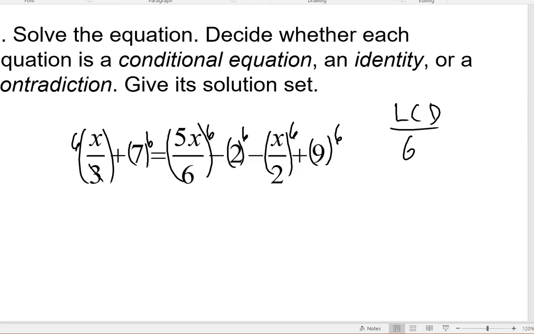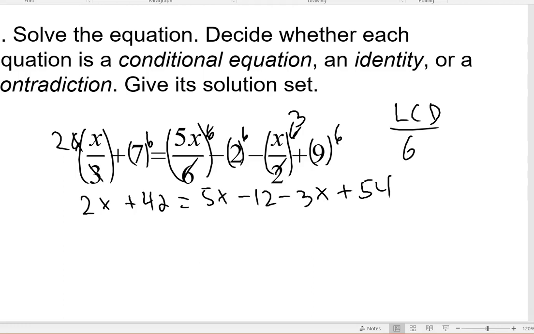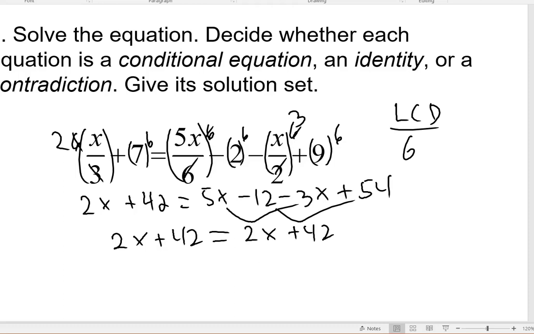So this becomes 2x plus, how about 42, equals 5x minus 12. 2 goes into 6, 3, so minus 3x plus 54. So we have 2x plus 42 is equal to, combining like terms, 2x plus 42. Some of you know at this point that this is an infinite solutions or an identity. Identity is where both sides look the same. But that was all step 1.